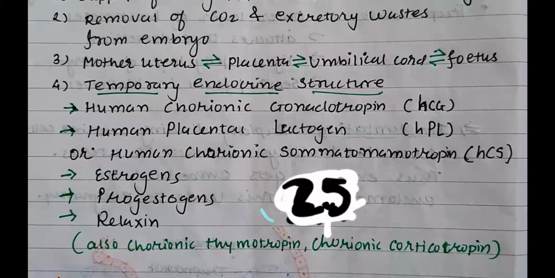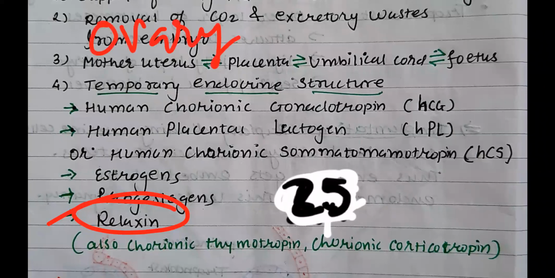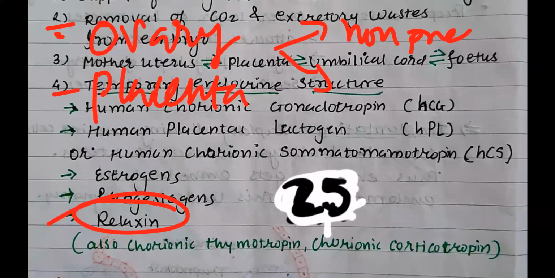Another important and interesting hormone is called relaxin. Now, basically, there are two sources of relaxin. One is the ovary and another is the placenta. The ovary of a non-pregnant woman and even a pregnant woman.